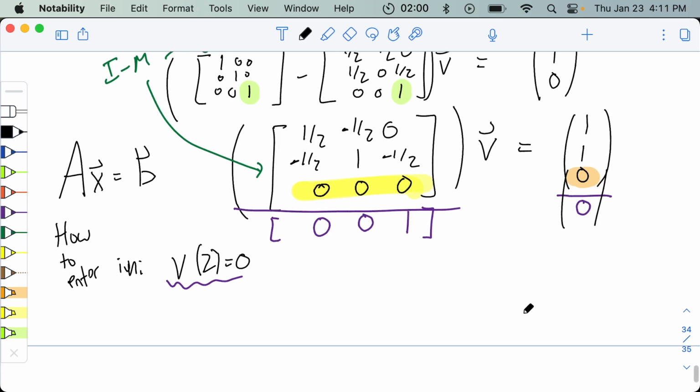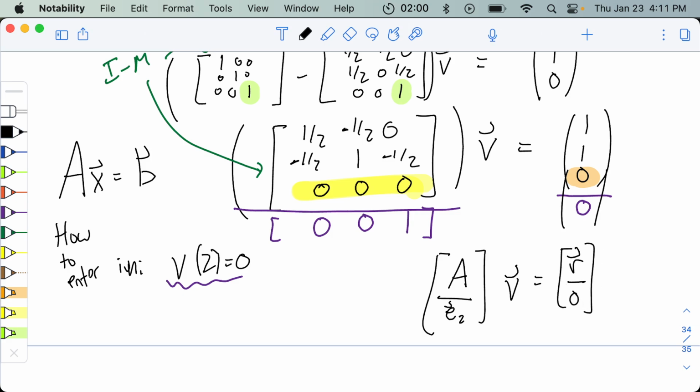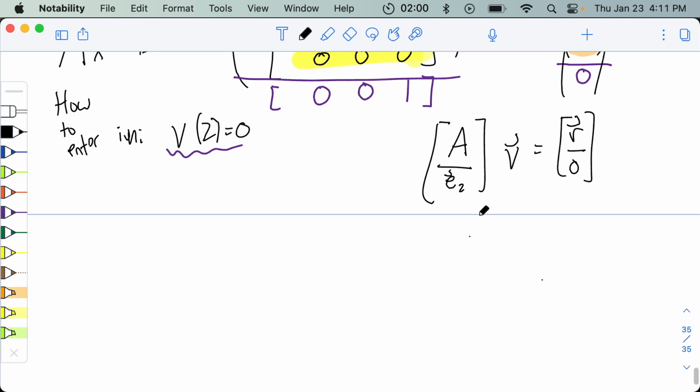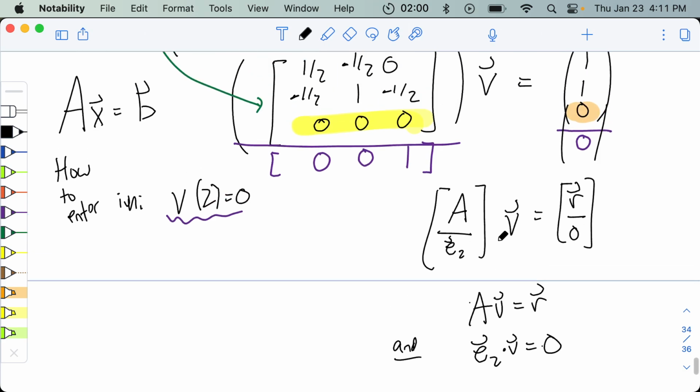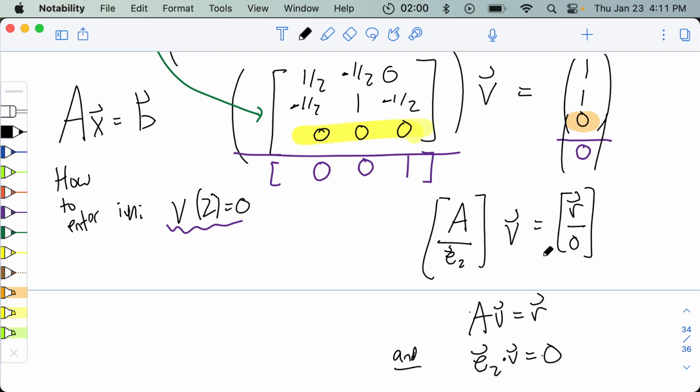And they would write this as a line, and then they would say, I guess in this case it's E2, the vector E2, all times v equals r, and then the number is 0. And this is two equations smashed together. It's the equation Av equals r and E2 dot v equals 0. And you can do two equations at once if you just stack them on top of each other. And this is one possible way to fix the computer program that you have.